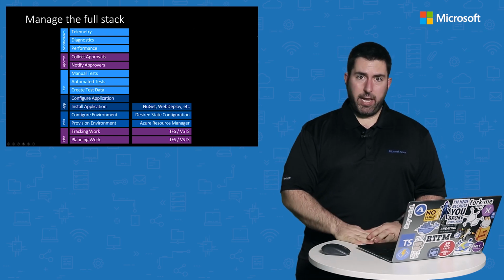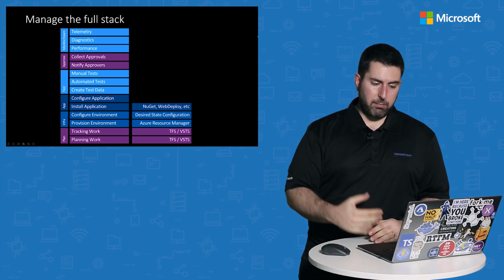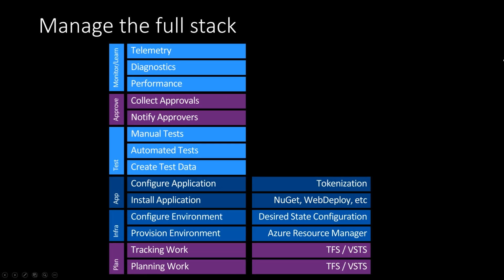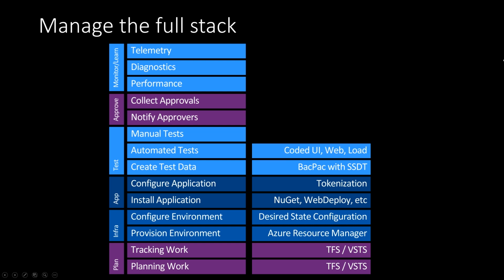Installing the application: what do we have to distribute and install the application? We have NuGet and Web Deploy to do that. To configure the application, you can use tokenizers in the CI/CD pipeline in VSTS. Creating the test data, backpacks are beautiful things. If you didn't do any research about it, I strongly suggest looking into that. Coded UI and web load tests are what we have in VSTS and TFS that people can use to automate their tests. And then Microsoft Test Manager will help you manage your manual tests and give your testers an environment to work in.